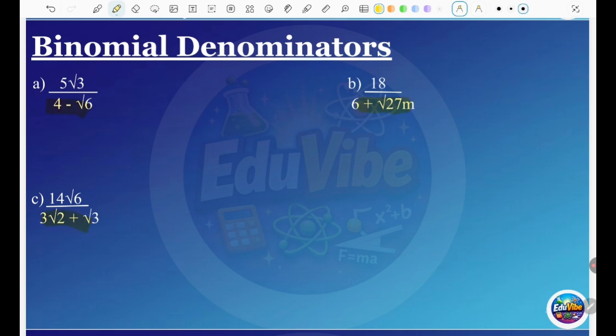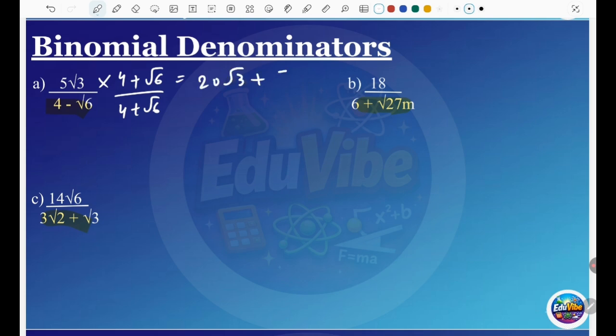For this type of question, you get the conjugate. The conjugate means that you rationalize with the same thing, but you do 4 plus root 6. This is called the conjugate. Everything else stays the same. So 20 root 3 plus 5 root 18, multiplied by the conjugate, which will give you 20 root 3 plus 5 root 18.